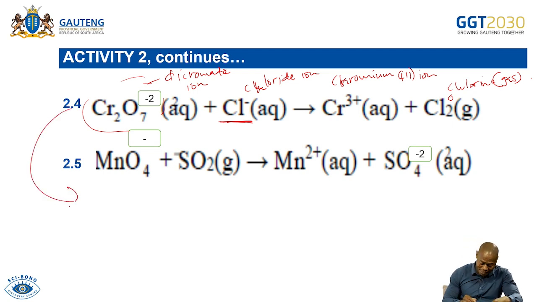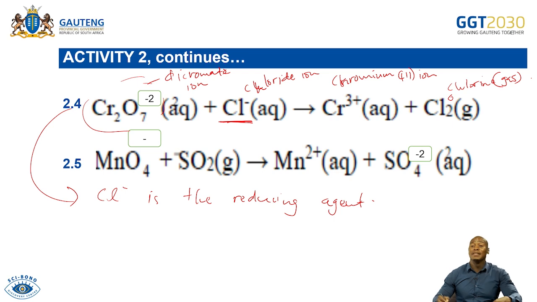It means that here, Cl minus is the reducing agent. Why am I saying it's the reducing agent? There's an increase in oxidation number. It means that it's being oxidized, is losing what? Electrons. That is Cl minus.